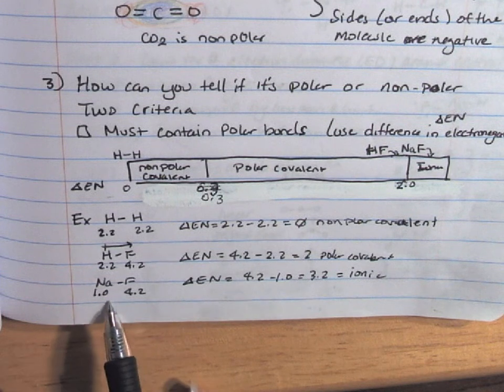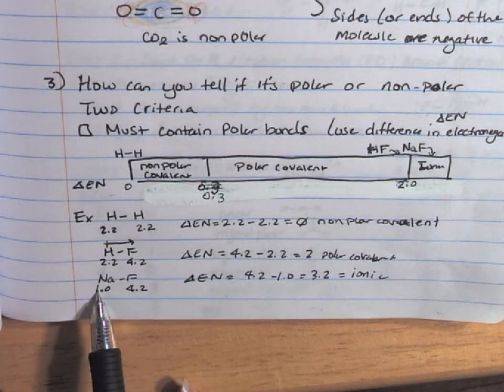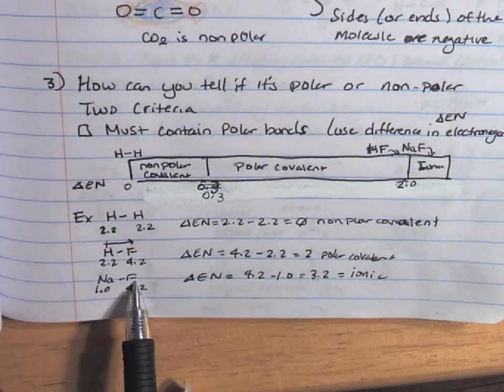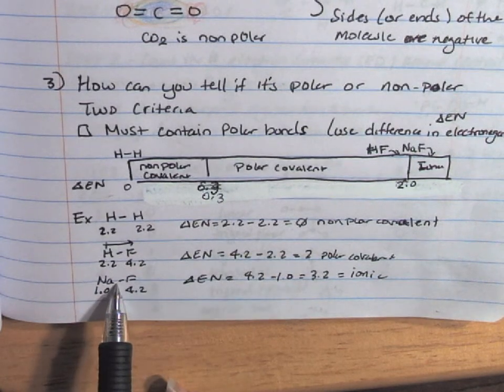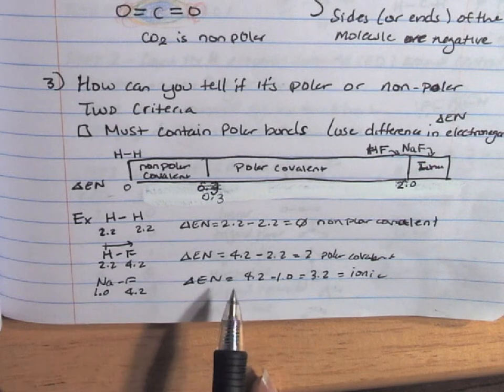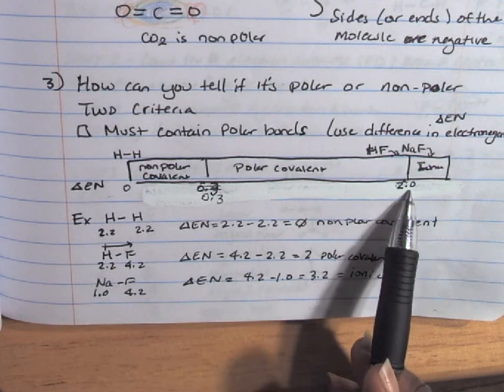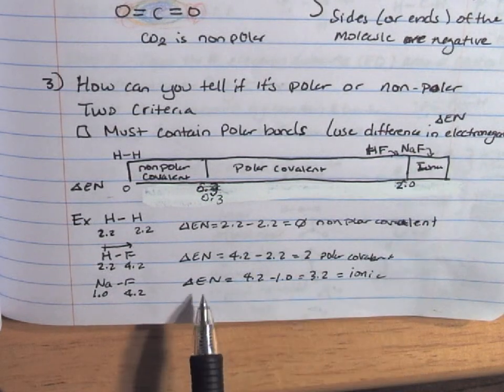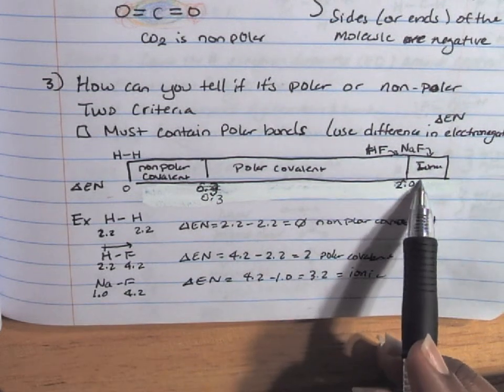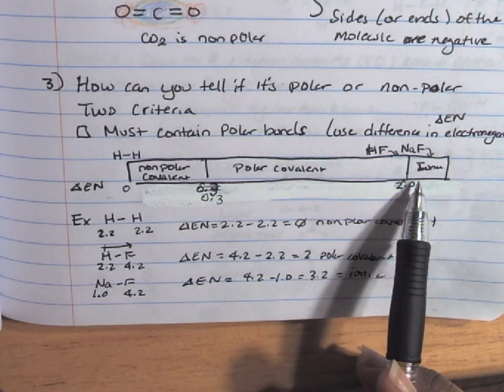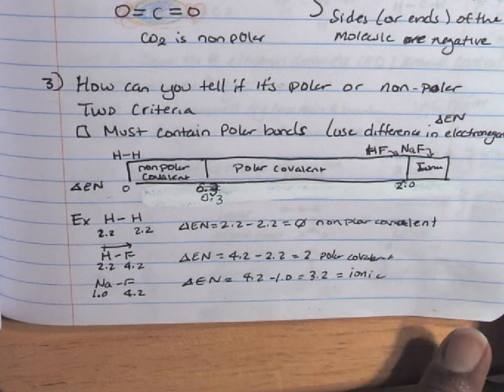Now, what if you have something that's a really extreme difference in electronegativity, like sodium and fluorine? So that's our metal and that's our nonmetal. Remember, that makes this ionic. Well, what makes it ionic? The fluorine is so much more electronegative than the sodium, it rips the electrons away. And the difference in electronegativity will help us to predict that as well. So if we subtract 4.2 minus 1, we get 3.2, which falls in the ionic category. So above 2.0 is ionic.